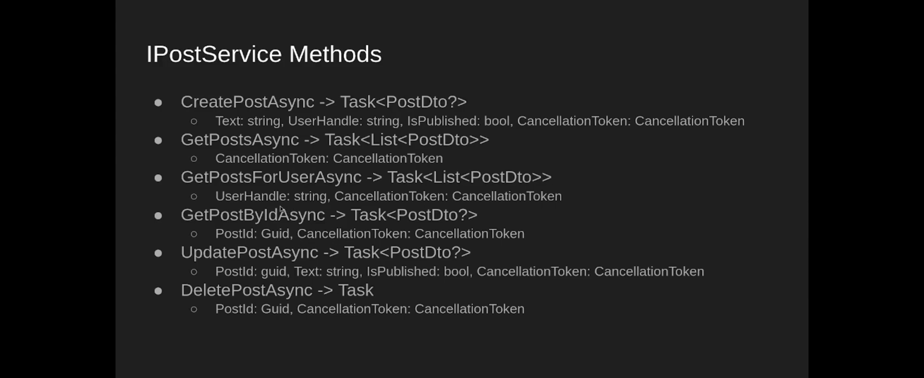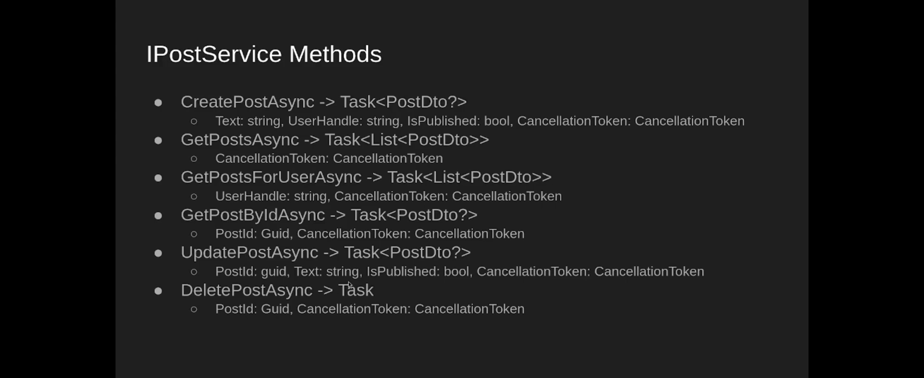Then we want to update a post. So UpdatePostAsync, which will again return a nullable PostDto Task. It'll take in the postId, the new text, the new published status, and the cancellationToken. And then we will have DeletePostAsync, which will just return a Task. That's the async equivalent of returning void. And it will take in a postId, which is a Guid, and a cancellationToken.